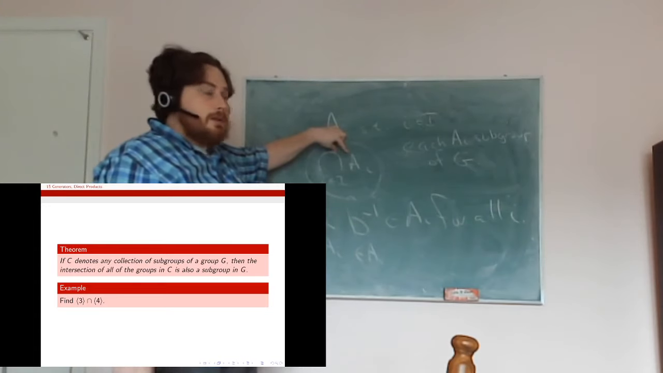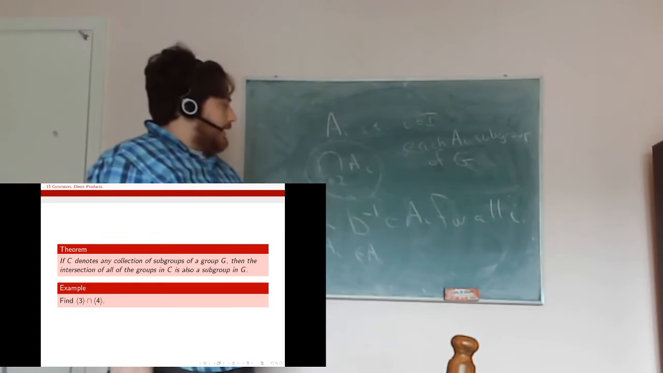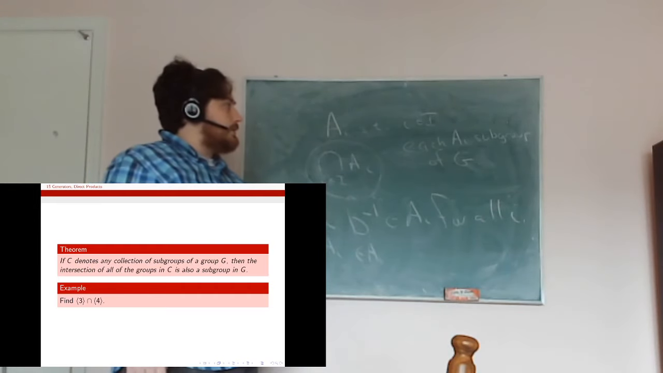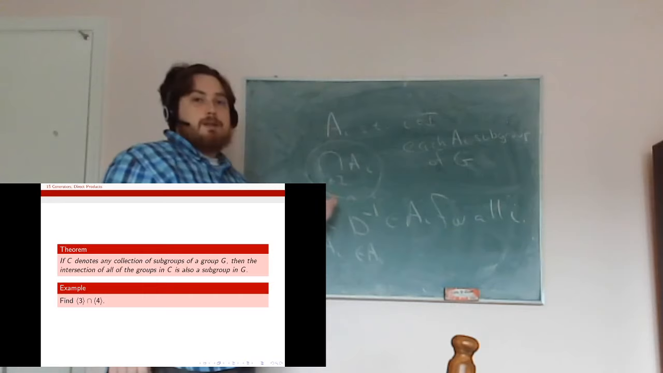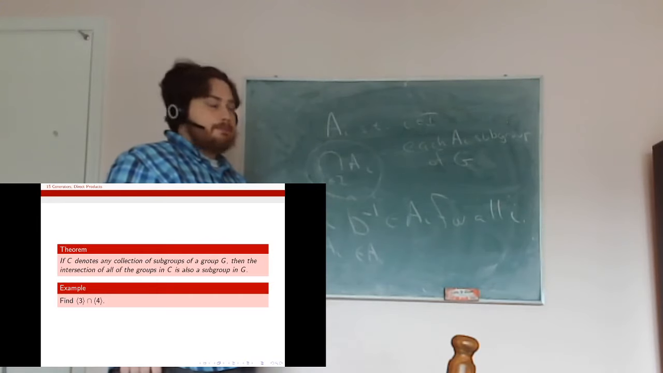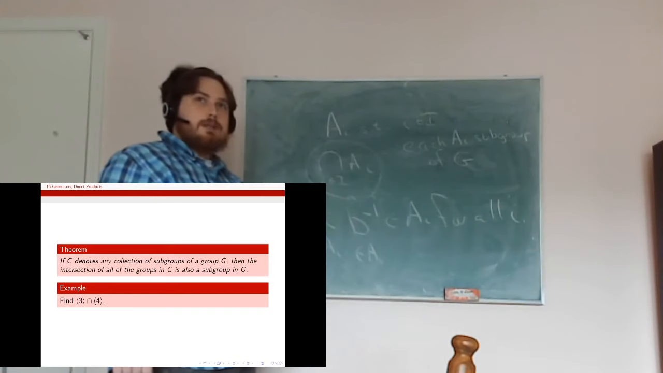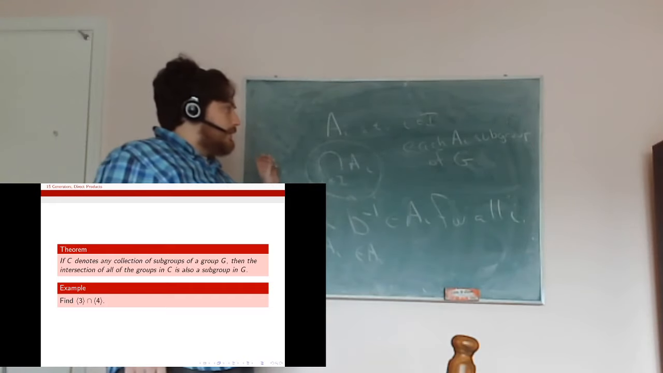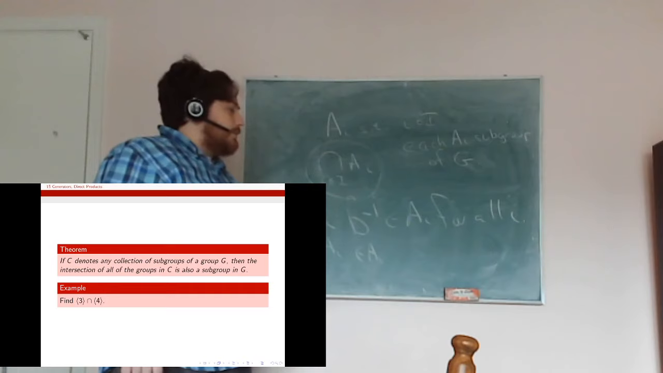Hence, by our subgroup test, we get indeed that the intersection of any collection of subgroups of a group will indeed be another subgroup, which is kind of neat. It's just arbitrary intersections. I didn't even say anything about finite intersections here, just arbitrary intersections. I can take the intersection of as many groups as I want, and I still get a subgroup of my original group.